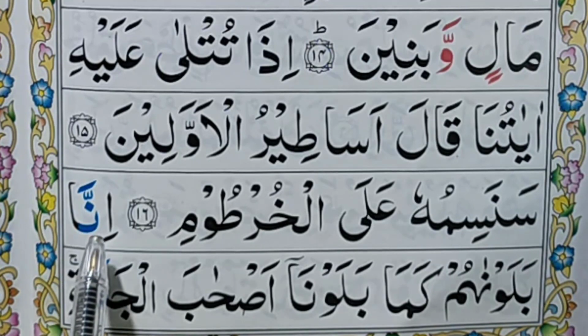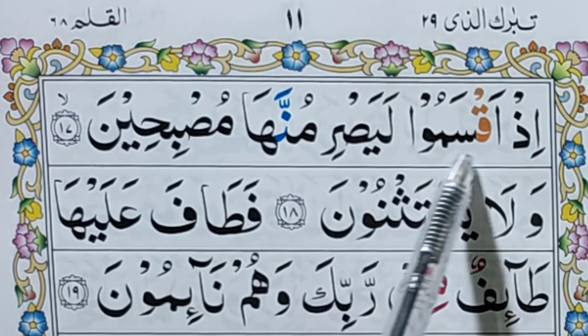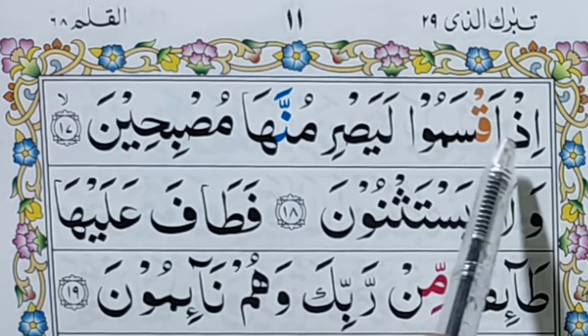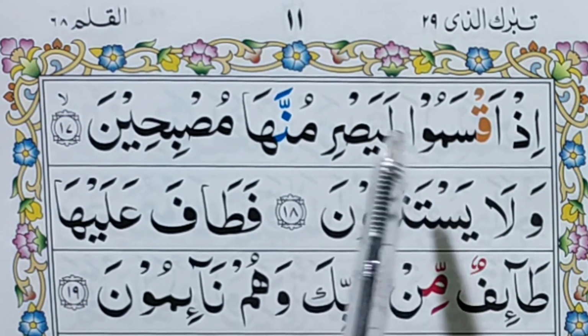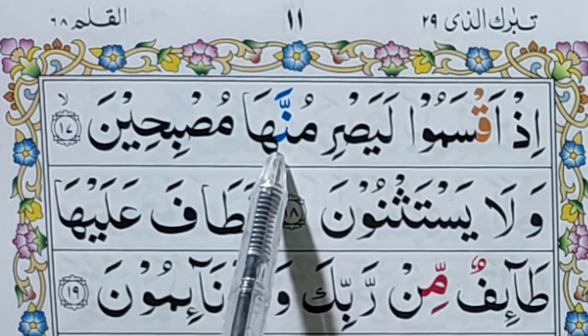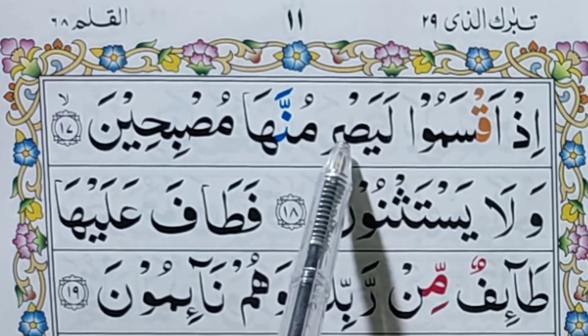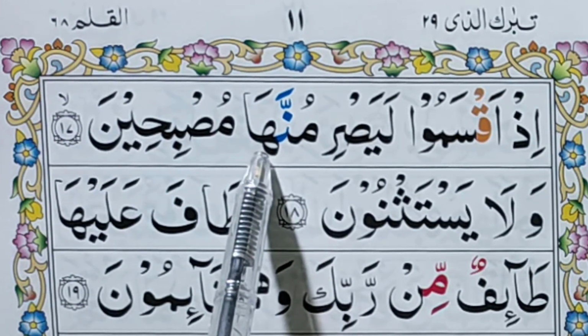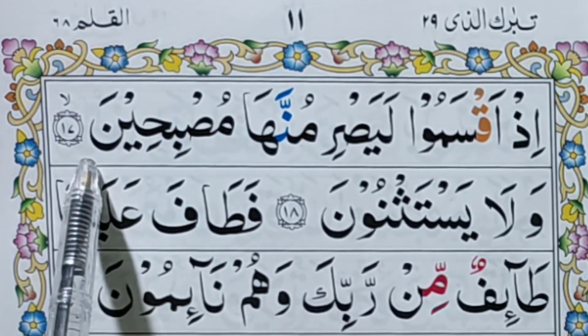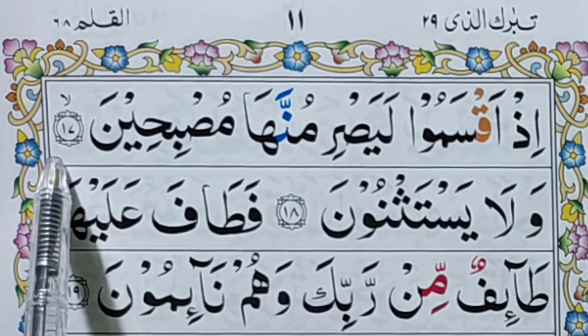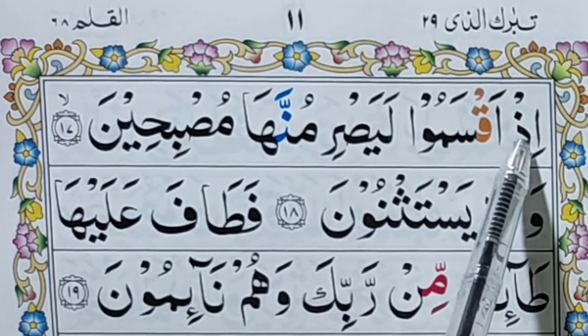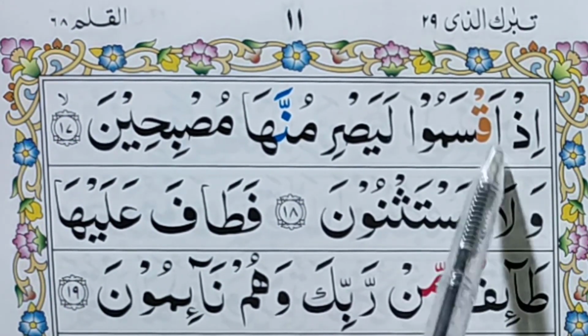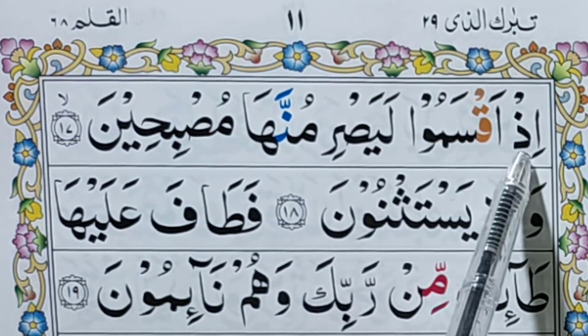So we say inna balawnahum kama balawna ashab al-jannah iz aqsamu la yasrimunnaha musbihin. iz aqsamu. Is zal sound we read in soft sound, and also we continue our sound here because of rakhawa quality.